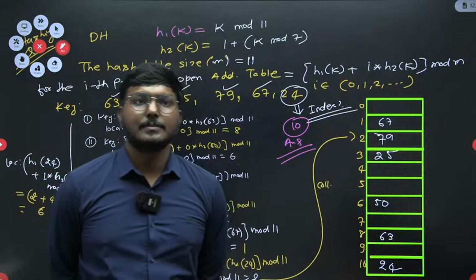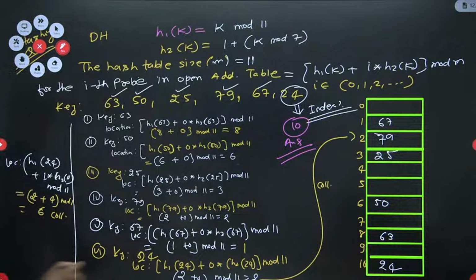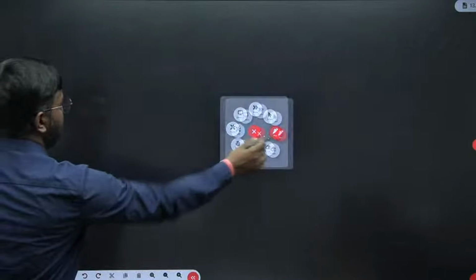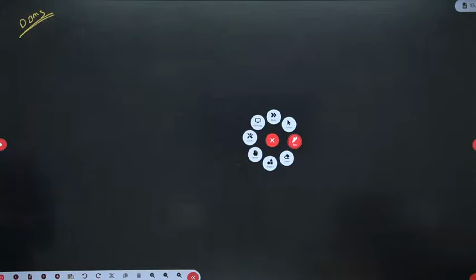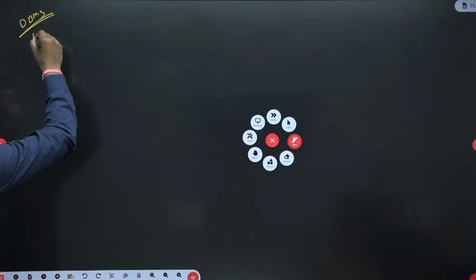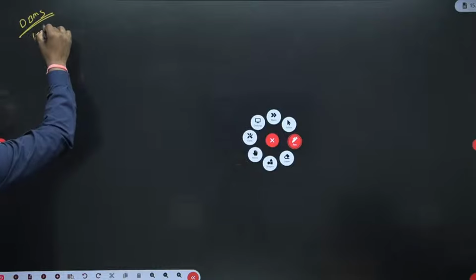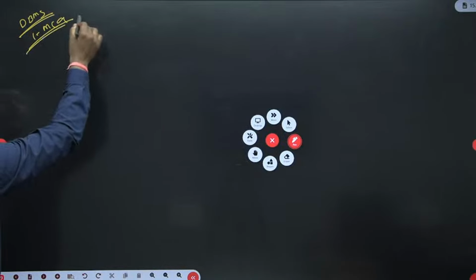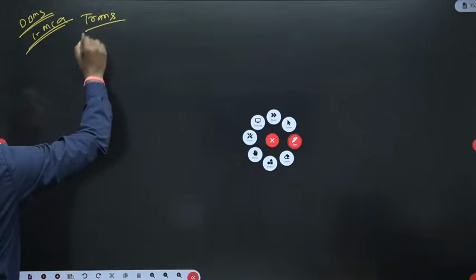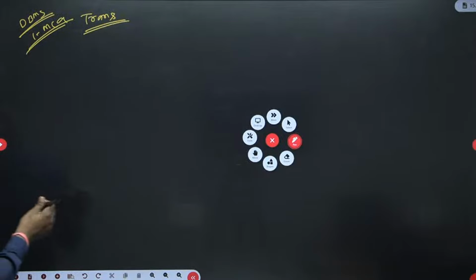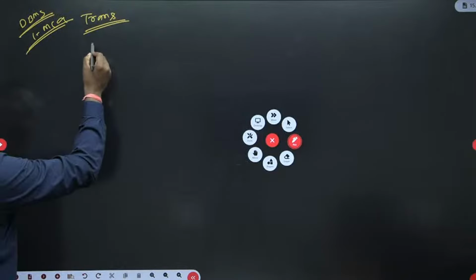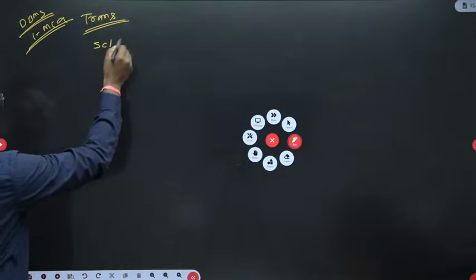Fine. Now let's see one more question from this DBMS. This question was of 1 mark, an MCQ, and from the last chapter, transaction. The question was given as something like this. Consider this schedule S.